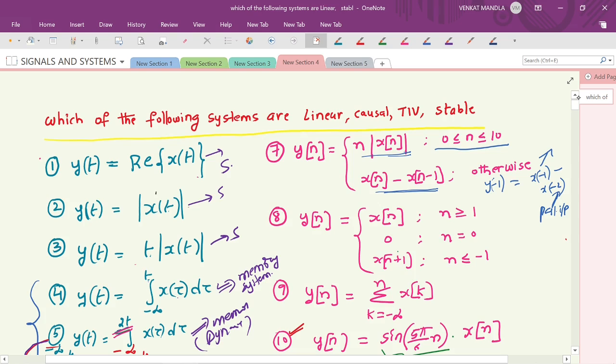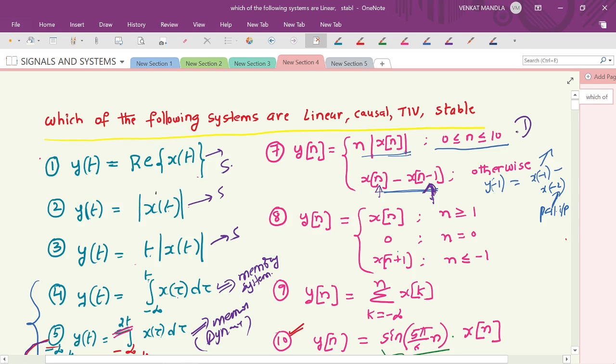Here y[n] equal to n x[n] for 0 less than n less than 10. For 0 less than n less than 10, y[n] equal to n into x[n]. Anyway, here only present inputs are there. y[0], x[0], y[1], x[1] up to y[10], x[10]. Only present input. But here, otherwise, suppose if I put y[11], y[11] equal to x[11] minus x[10]. So this is x[10]. This is x[11]. Anyway, this is present input, but this is past input. x[n minus 1] is the past input. So it is a memory, dynamic.